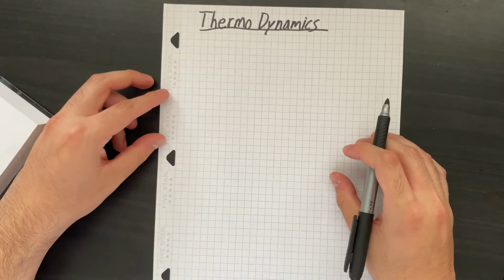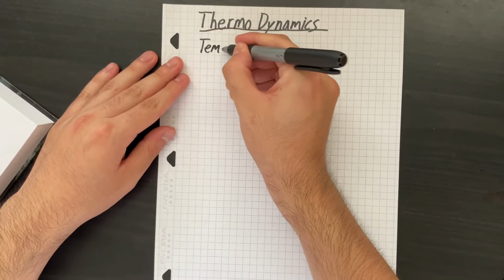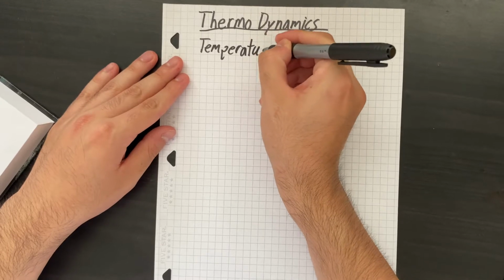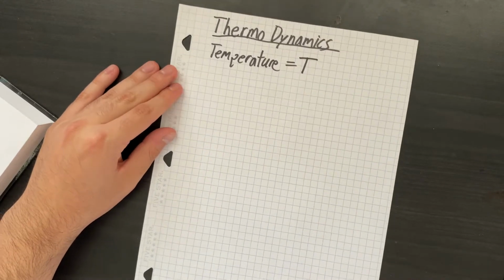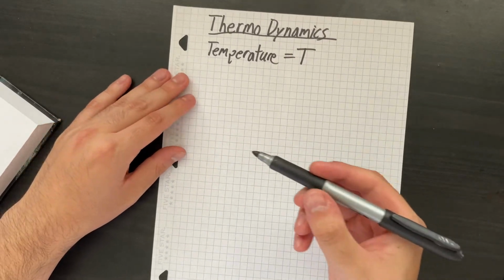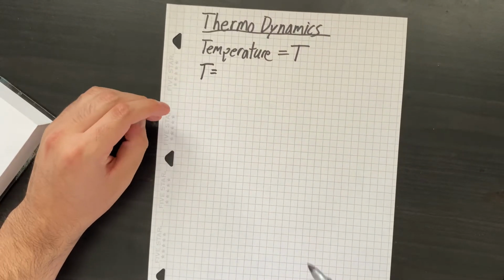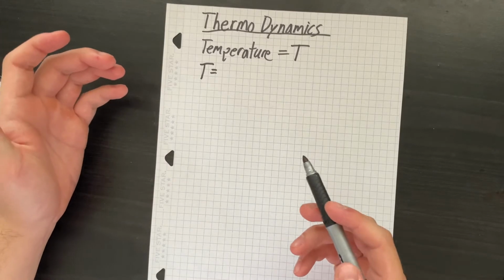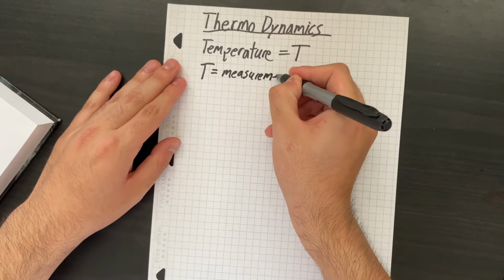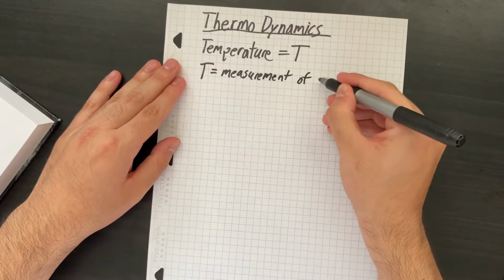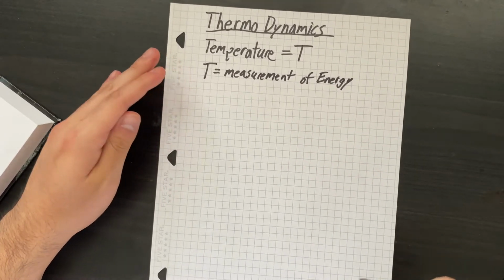Now, the first thing we need to introduce is the idea of temperature. What is temperature? And I'm just going to call it capital T. Well, temperature isn't super strictly defined right now, but what we can say is it's some sort of measurement of energy. So it's a measurement of energy in a system.